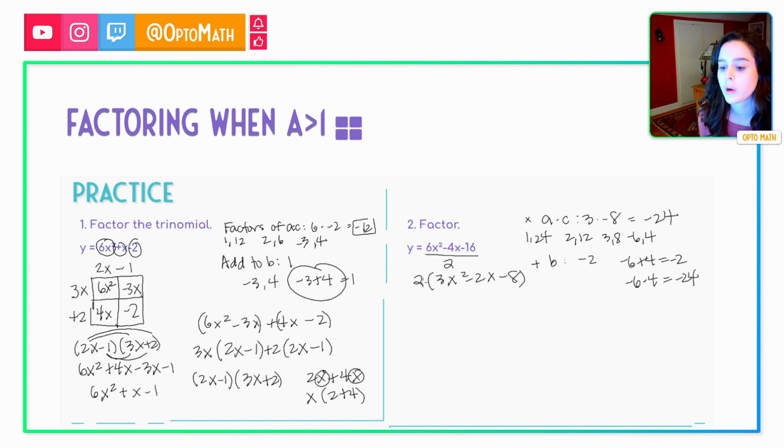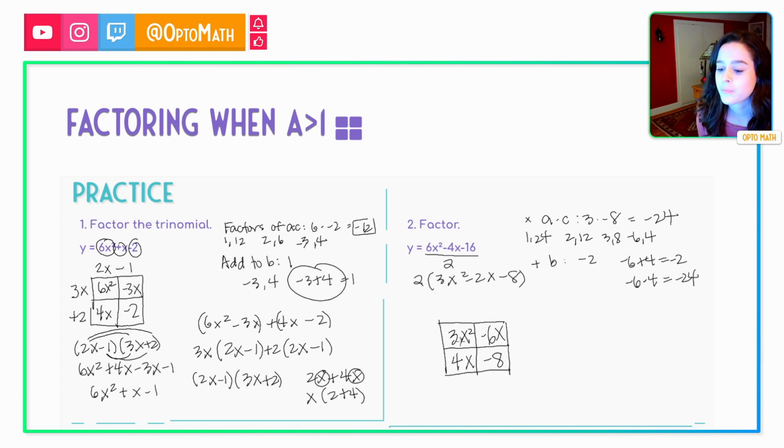We're going to make our Punnett square. We cannot forget about this 2 in the end, but we don't need to include it in our Punnett square, because on the Punnett square, we're only factoring that inside piece, and we've already taken care of the GCF of 2. Top left is our ax squared, so 3x squared. Bottom right is our c term, so -8. Now we're going to replace our bx term, so our -2x, with the -6x and the +4x. So let's do the GCF of the first row.